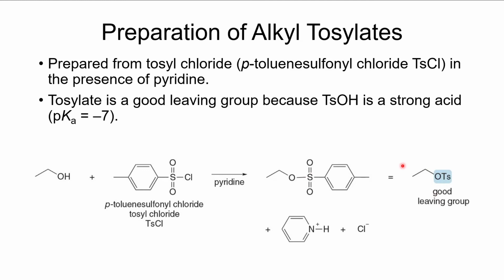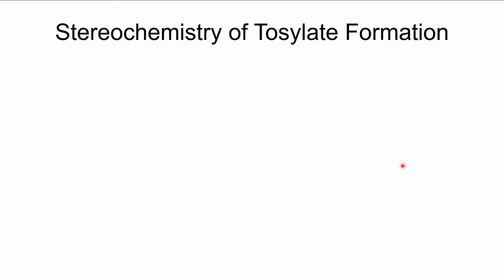The reason that tosylate is a good leaving group is that the conjugate acid of tosylate is toluene sulfonic acid, and we know from earlier that the pKa of toluene sulfonic acid is -7. It is a strong acid.